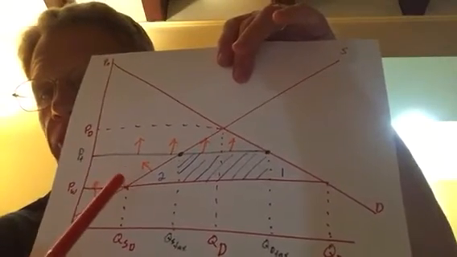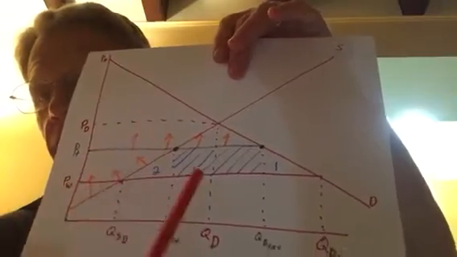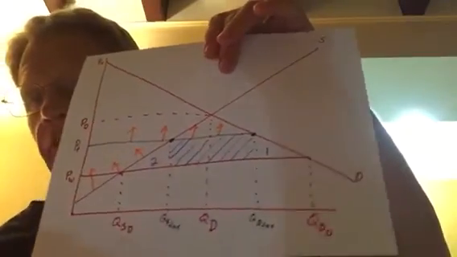Here's our new producer surplus. Here's our new consumer surplus. And there's our tax revenue, okay?